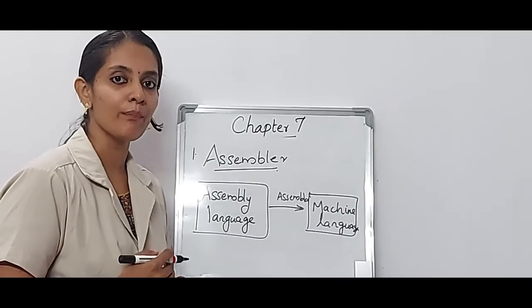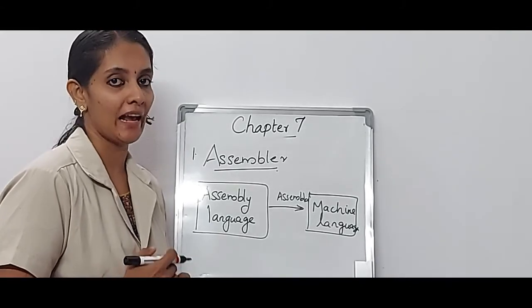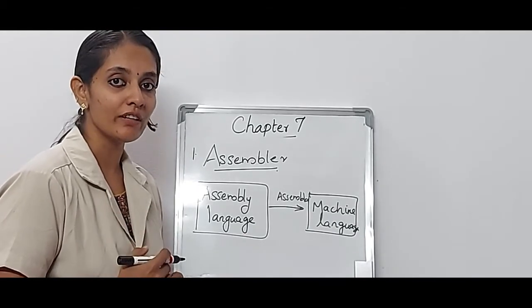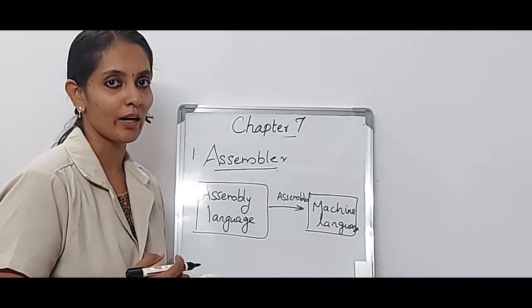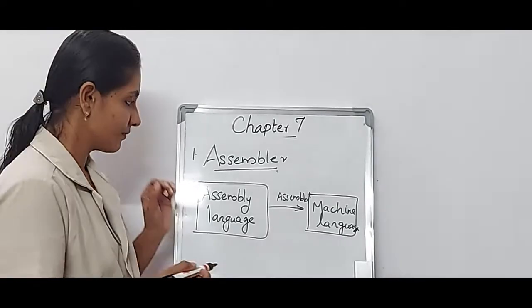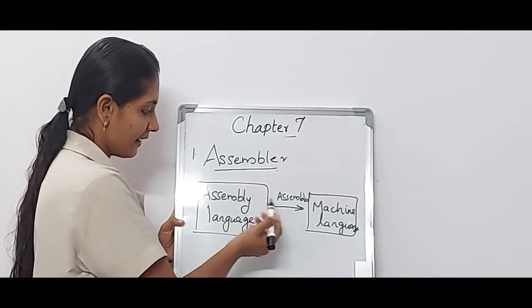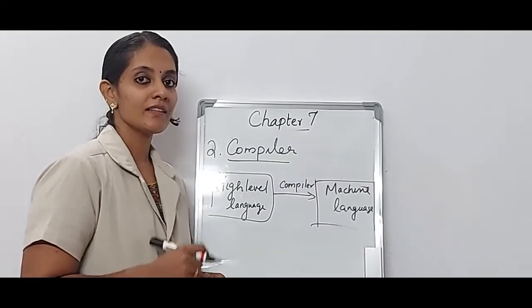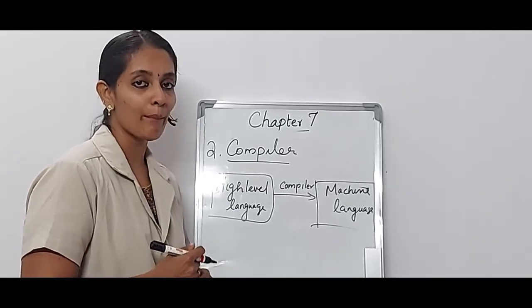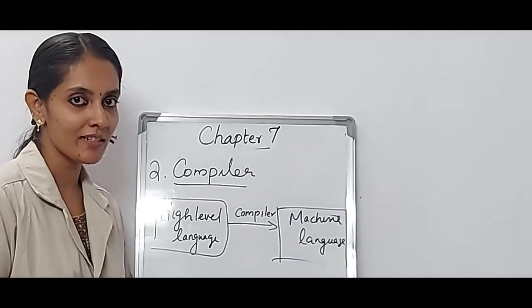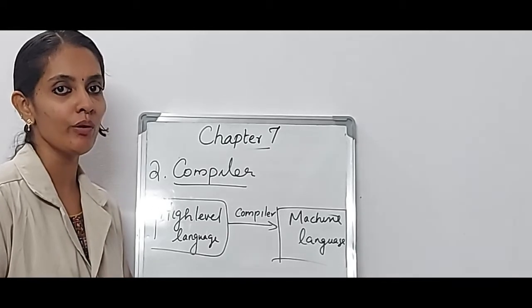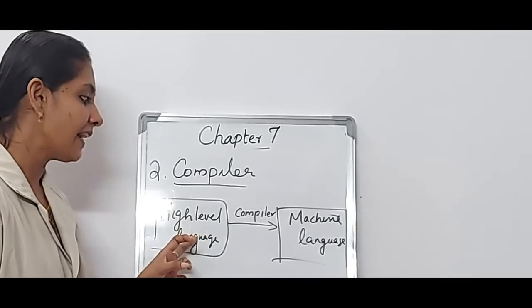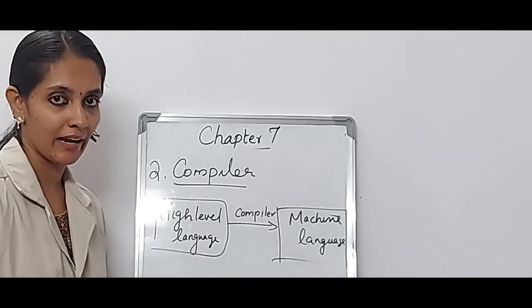First one is assembler. An assembler converts assembly language program into machine language. So the assembler is the language translator for converting assembly language program into machine language. The second language translator is the compiler. A compiler converts high-level language program into machine language.